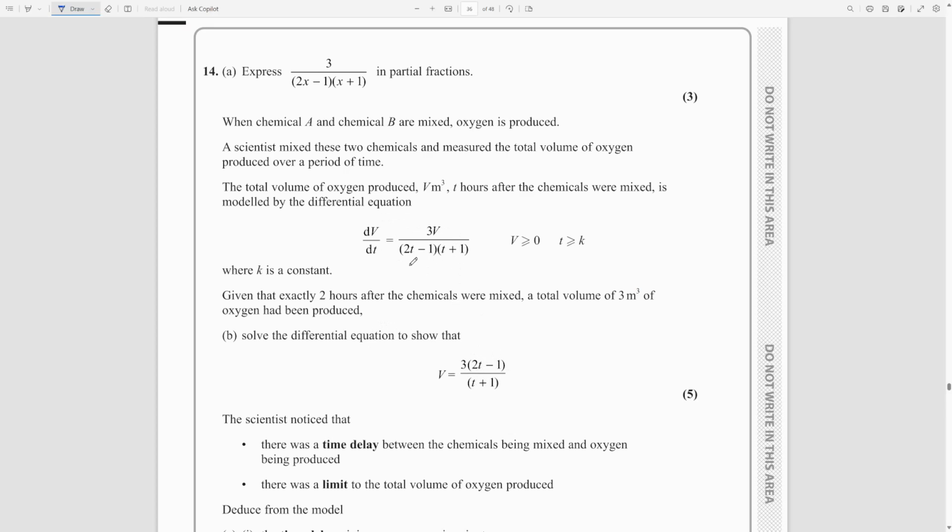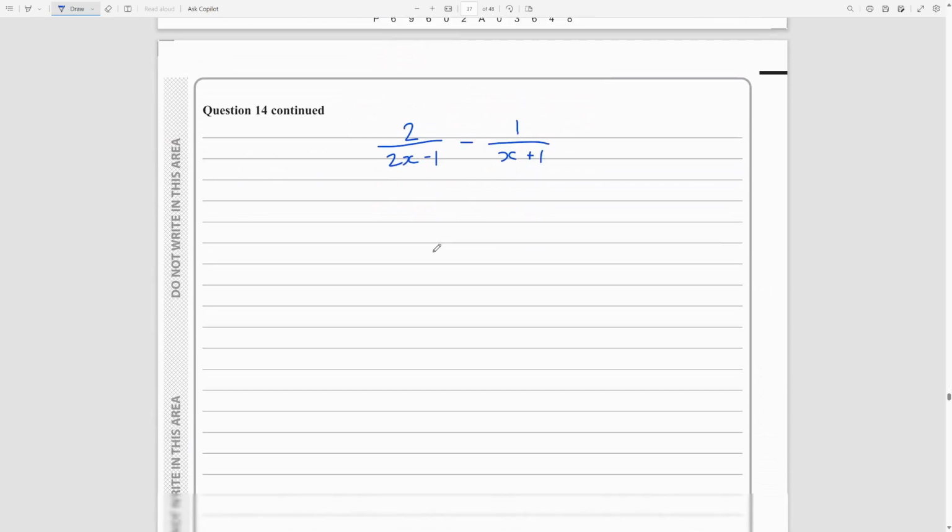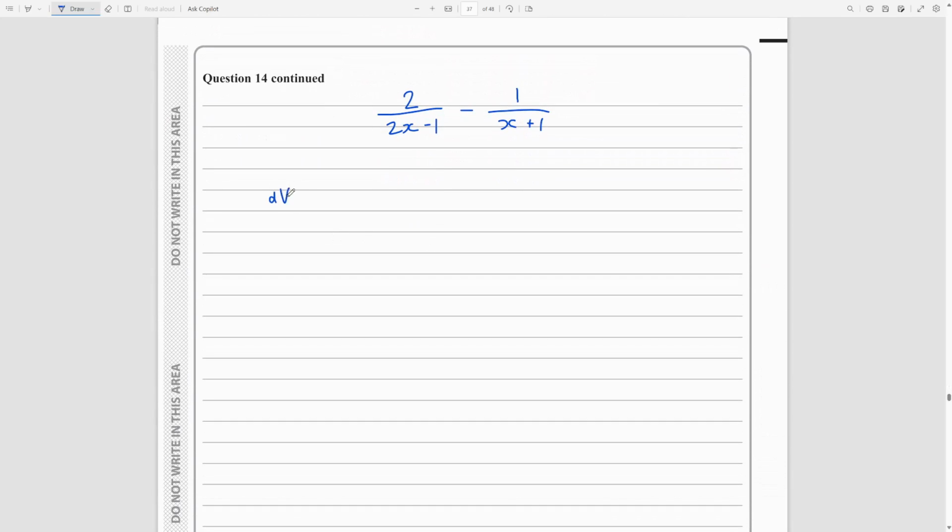Okay, so I need to solve this differential equation. So that is dV by dt equals 3V over (2t minus 1)(t plus 1). Okay, so this is going to involve separating variables. If I divide by V, I've got my V's on one side, and I've got my t's on the other. And this is the point to spot that what we have on the right-hand side is just the thing which I've just split into partial fractions. That's useful because I'm about to do some integration.